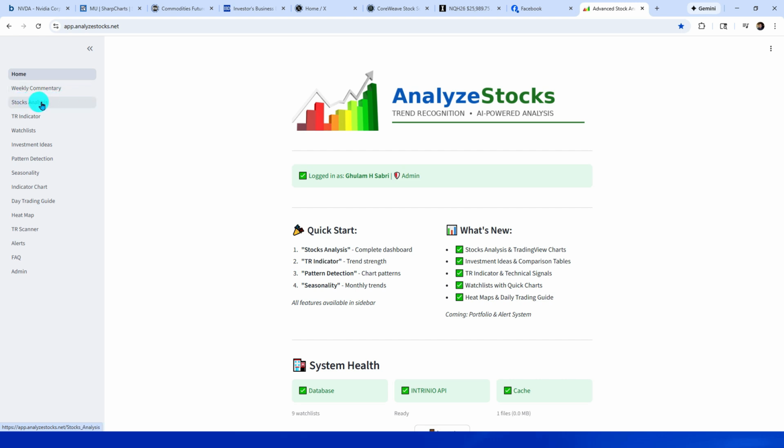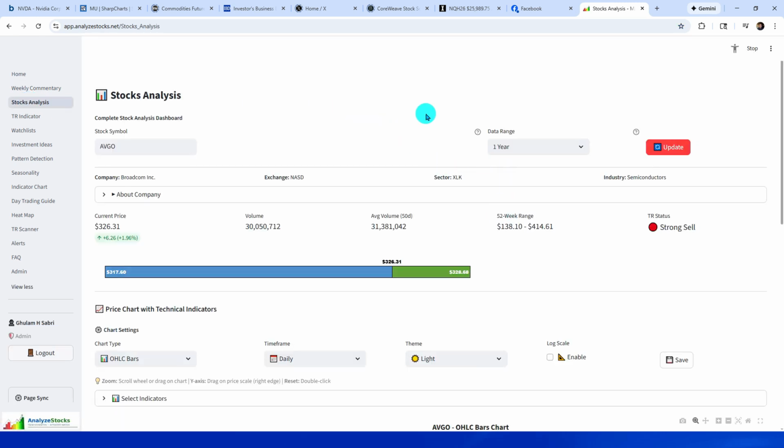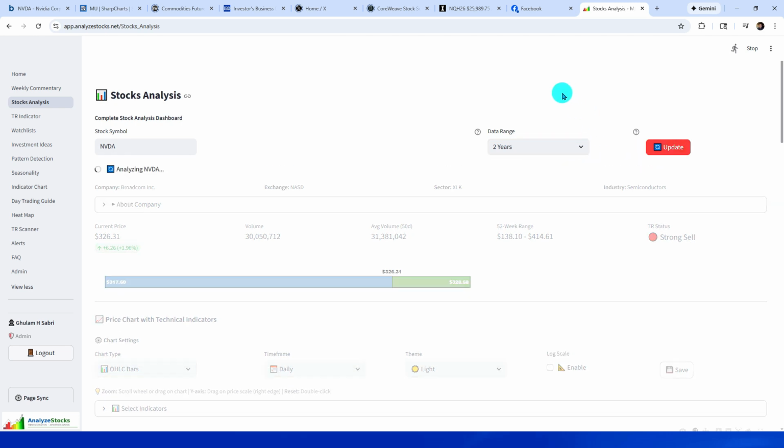Next is stocks analysis, and this is where the fun begins, and most of the analysis starts from this page. When you press this, you have a symbol box here where you can put in any symbol of any stock which is traded on US stock market. For example, let's analyze Nvidia. You can select different dates starting from 1 year to 5 years. Let's do it for 2 years. Press the update button and it's going to fetch the information and the data for NVIDIA.